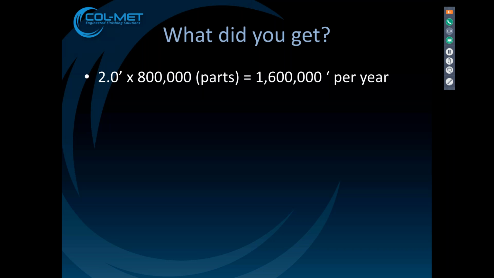So we had a 20-inch wheel with 4 inches for space between the wheels for coating. So we'll put them on, all of the parts will be on 2 foot centers. The volume of all of the wheels was 800,000 of the 16, 18, and 20. The total was 800,000, which translates to 1.6 million feet per year.